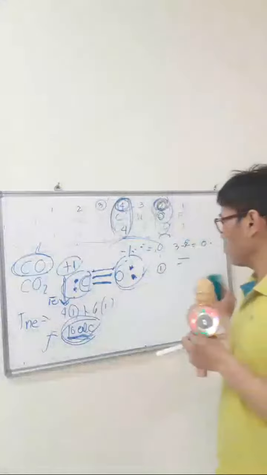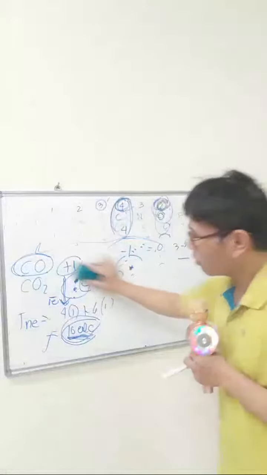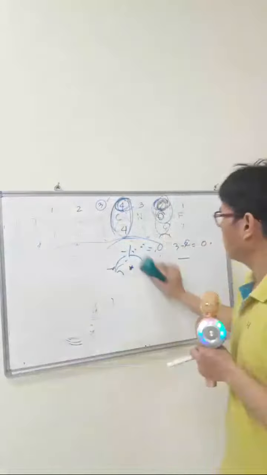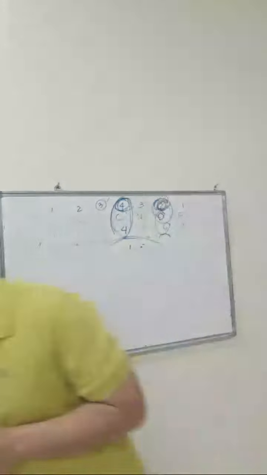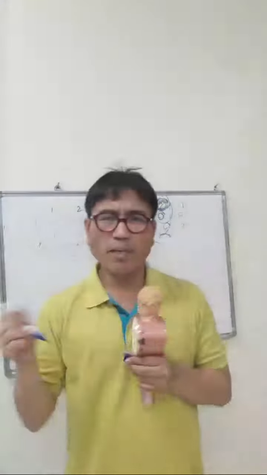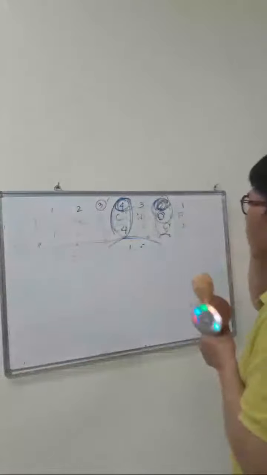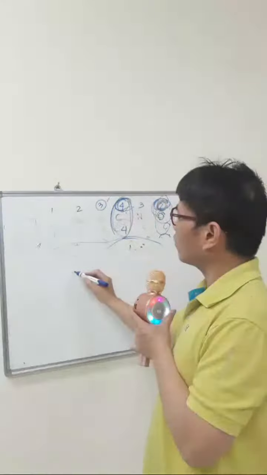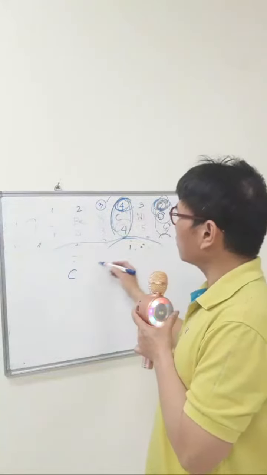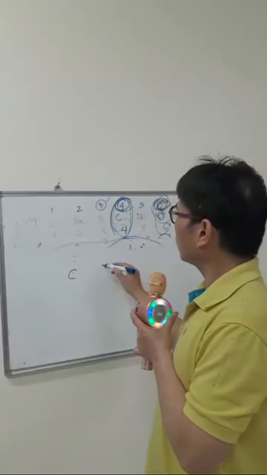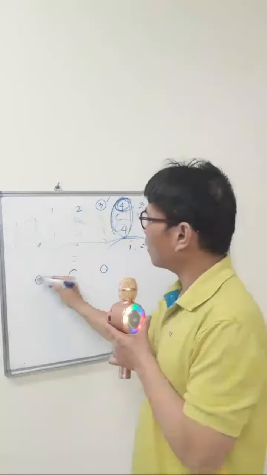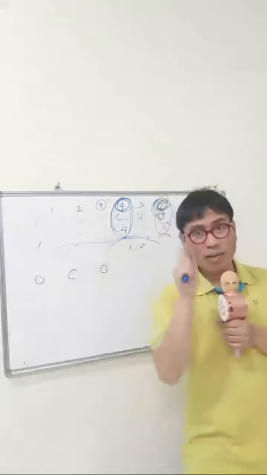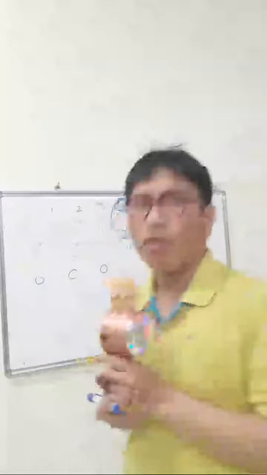Okay, my dear friends, that is carbon monoxide. How about the carbon dioxide? In carbon dioxide, carbon is 1, oxygen is 2, right? So oxygen is 2. Oxygen right, oxygen left. So the central atom is carbon, in the combination of carbon dioxide.